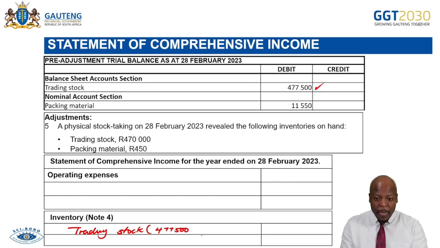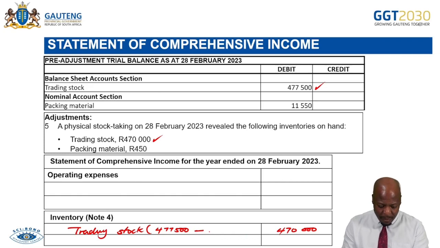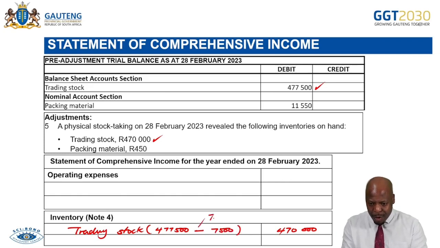Let's go on. We are then told that according to the physical stock, our trading stock is 470,000. That means when we did the physical stock, remember I said this earlier on, we only found 470,000, which therefore means we have to say minus here. Minus how much? We subtract 7,500. Once the sign is a minus, it becomes a trading stock deficit. If it's a plus, it becomes a trading stock surplus.